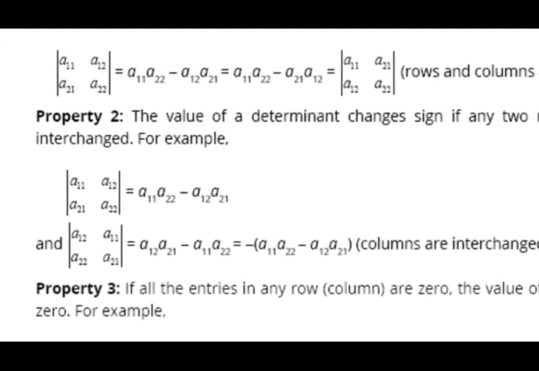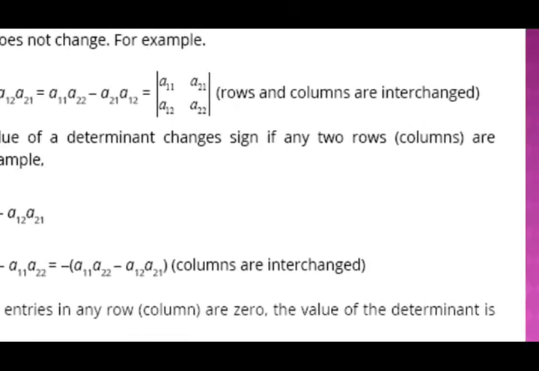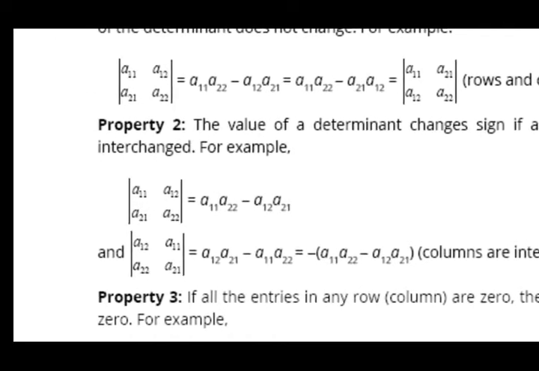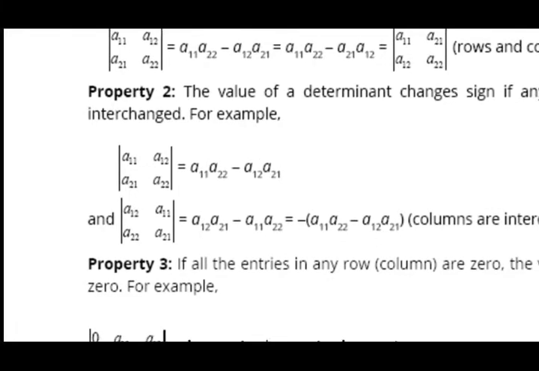In the second property, the value of a determinant changes sign if any two rows or columns are interchanged. We first find the determinant, then we change the row and column positions, and then we obtain the negative sign.